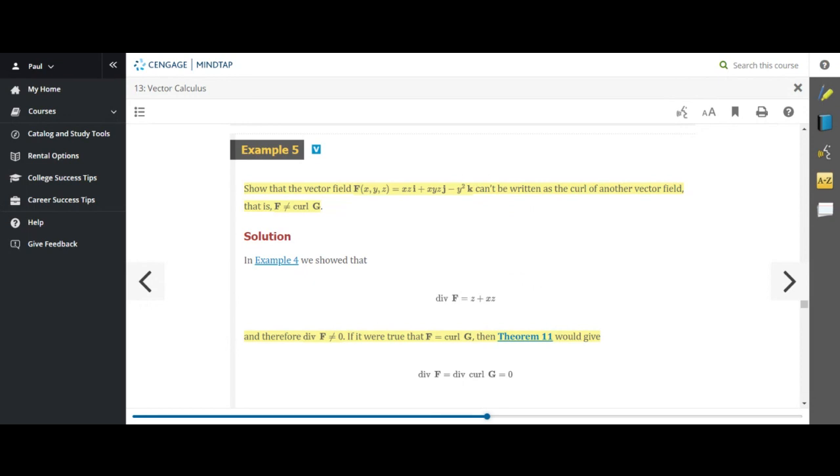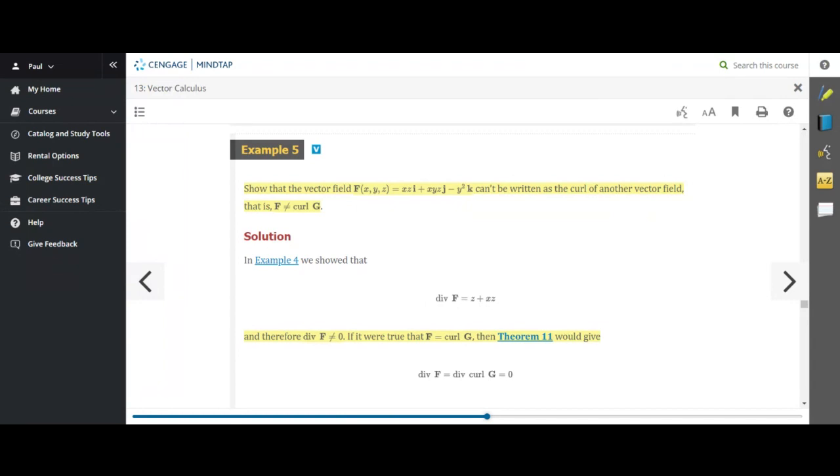Suppose the divergence of the vector field is not equal to 0. We know the divergence of our vector field is Z plus X times Z, which is not equal to 0. But if it were true that our vector field F could be written as the curl of some vector field G, then the divergence of F would equal the divergence of the curl of G, and that would equal 0.